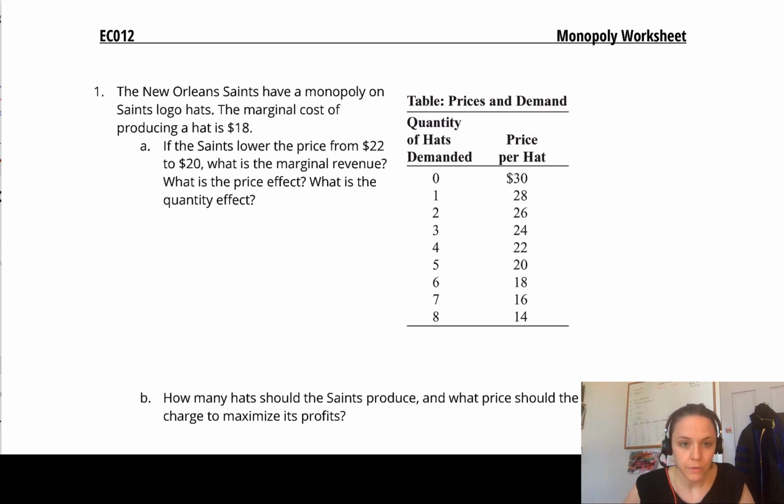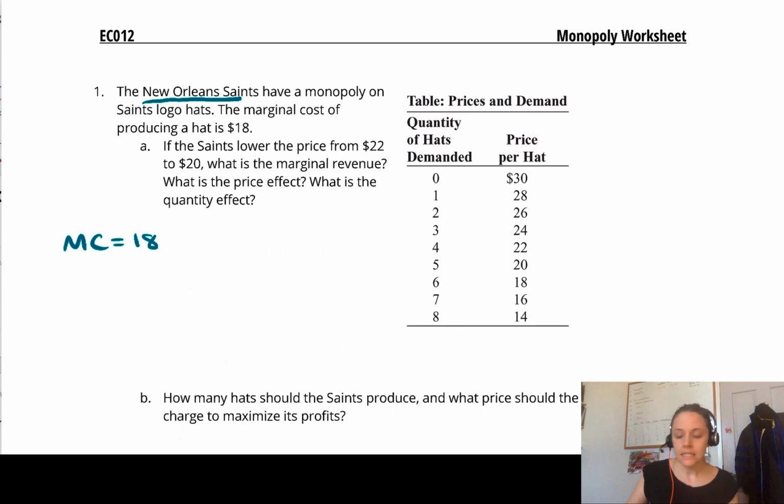Right, now let's work through a few examples. So let's suppose we have a company, in this case the NFL franchise New Orleans Saints, and they have a monopoly on their logo hats, which is true. And suppose that the marginal cost is equal to $18. So let's write that right here. $18 is the marginal cost.